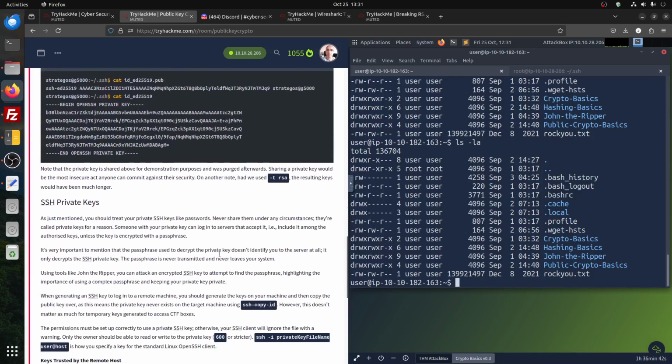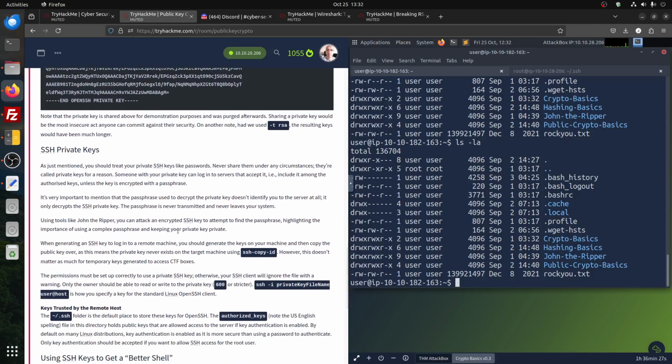Okay, and then what are we playing around with? Note that the private key is shared above for demonstration purposes. Of course, you can share the private key there, but I just mentioned you should treat your private SSH key like a password, never share it. Okay, use the ssh-copy-id command, this is well known.